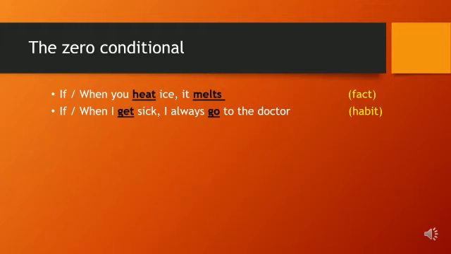Another use of the zero conditional is habits. If I get sick, I always go to the doctor. It's my habit to go to the doctor when I get sick. So we use the zero conditional. Now we have to note some very important thing: we can use when instead of if, but only in this case, in type 0. So I can say, when you heat ice, it melts, or when I get sick, I always go to the doctor.